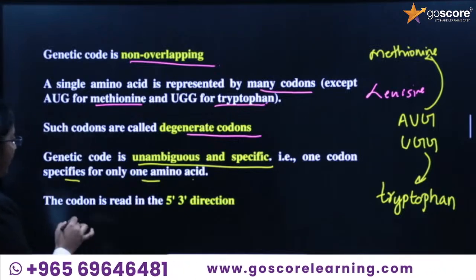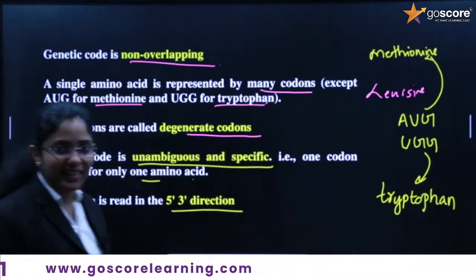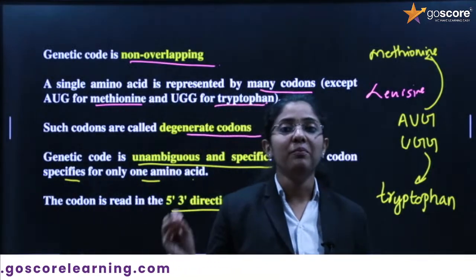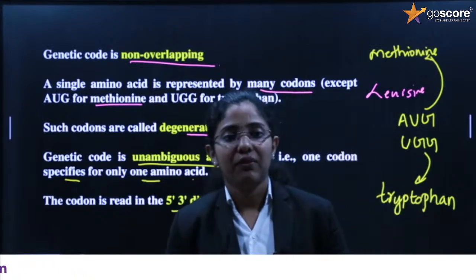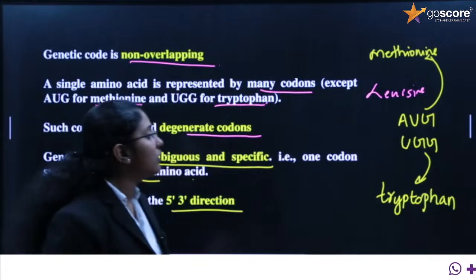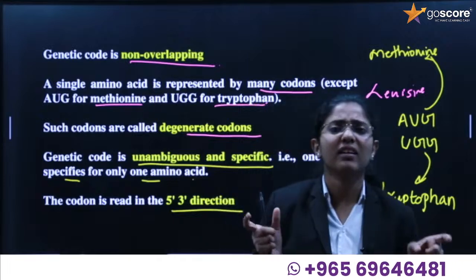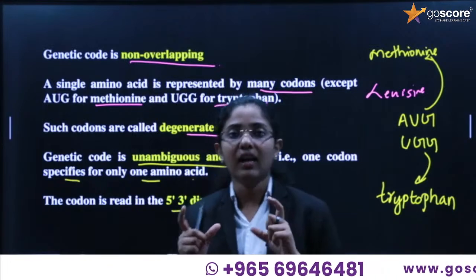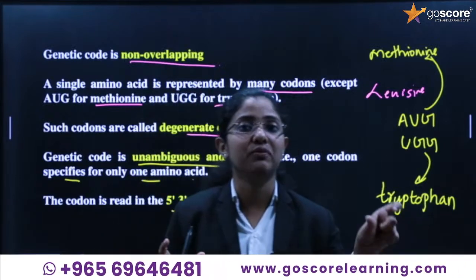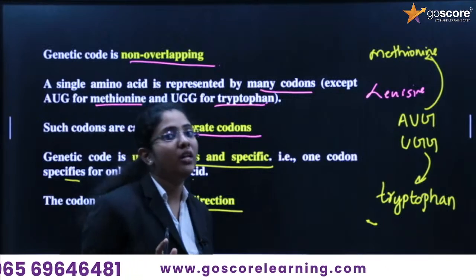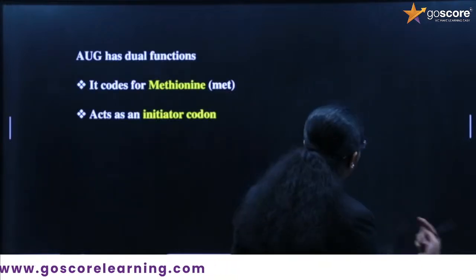What is the next point? The codon reads in the 5 prime to 3 prime direction. Again, the direction is specified. Dear students, polymerization occurs only in the 5 prime to 3 prime direction, and the codon reads only in the 5 prime to 3 prime direction. These directions are very important. Keep in mind that the 3 prime to 5 prime strand of DNA in transcription is the template, and the other one is the coding strand. These are simple things in which you may lose your marks.